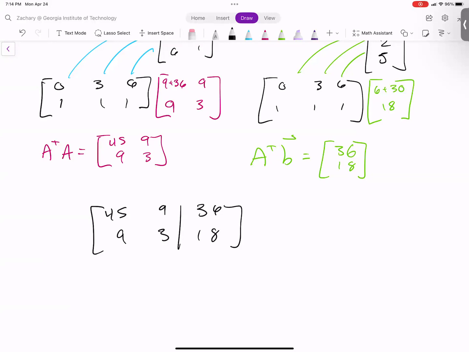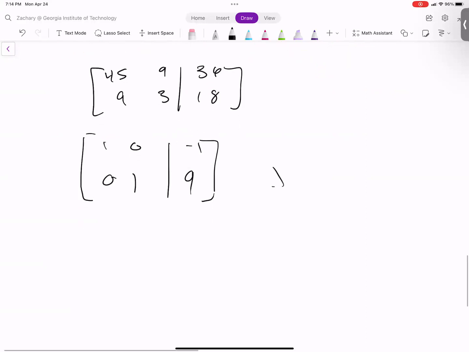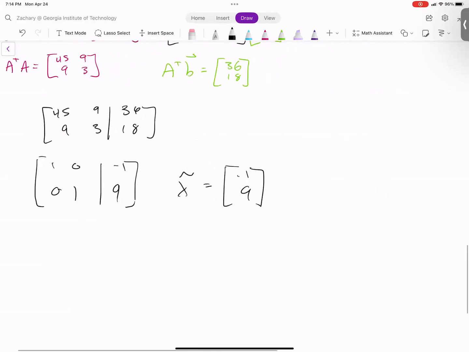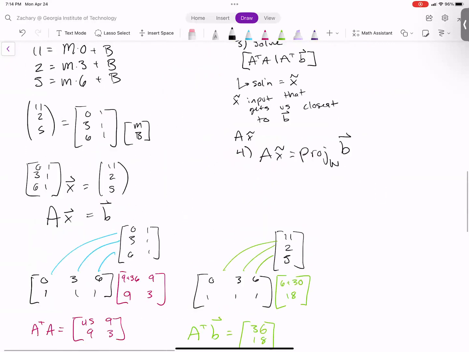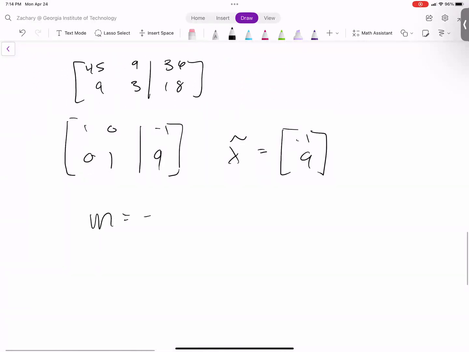So this gives me 1, 1, 0, negative 1, augmented with, nope. That's not how that's written. 0, 1. Okay. So what this means is my x tilde is equal to negative 1, 9, which, if you go back a little bit, that was MB is how we wrote that. So M is equal to, yeah.